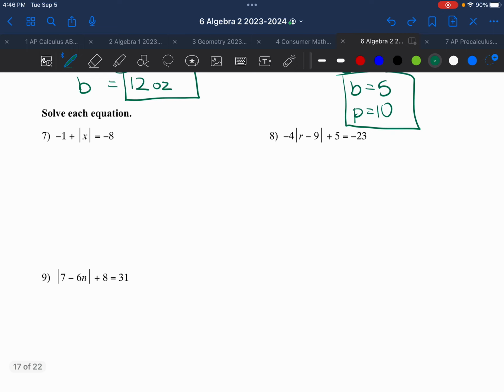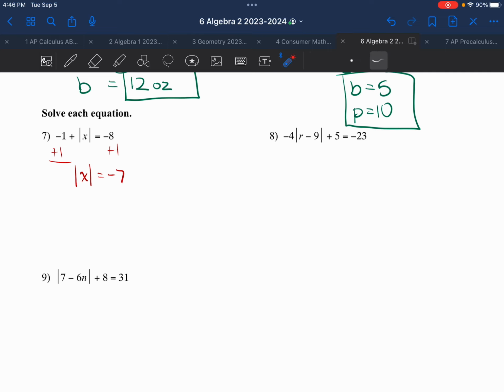All right. Last 3 questions of the practice quiz. Here we go. These are straightforward, I hope. We need to first isolate the absolute value, so I need to get rid of this minus 1 by adding 1 to both sides. Negative 1 plus 1 is gone, leaving me with the absolute value of x is equal to negative 8 plus 1, which is a negative 7.